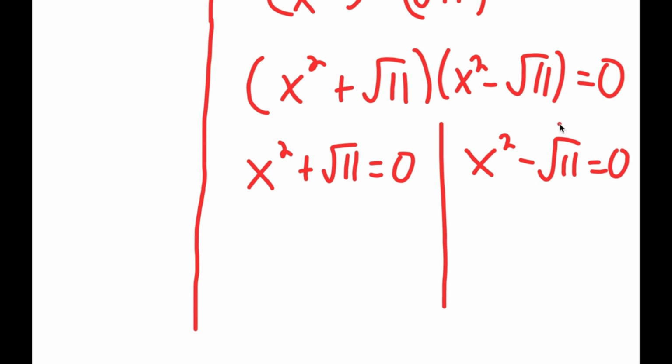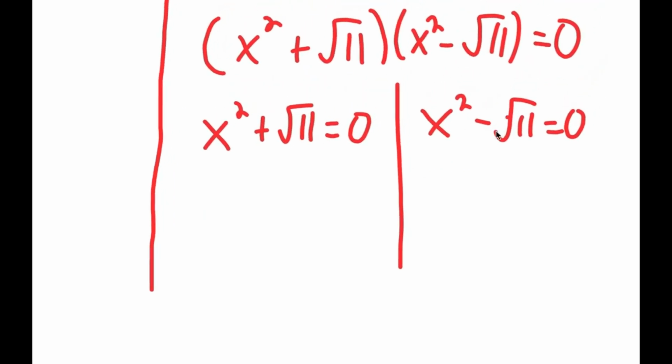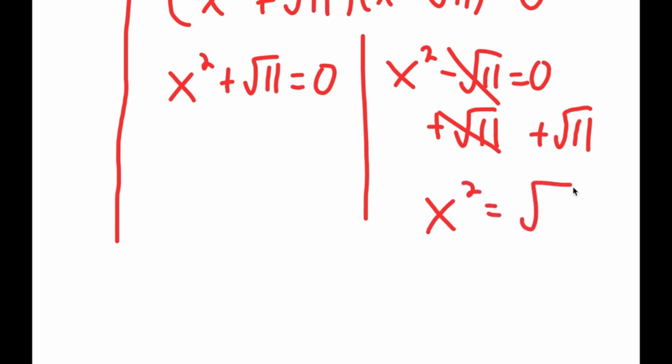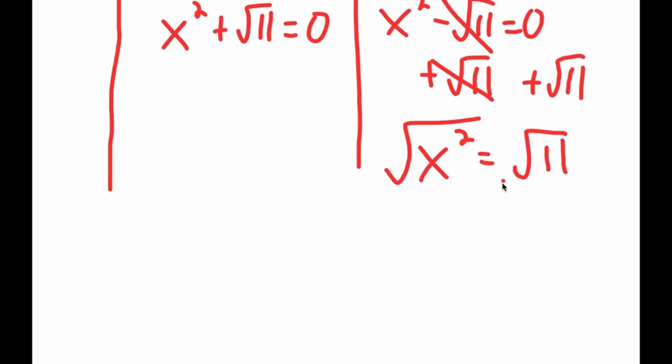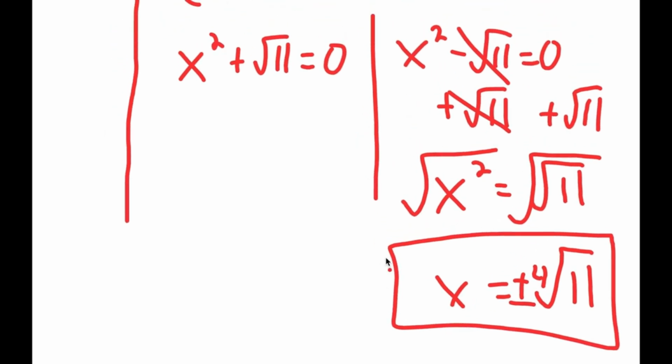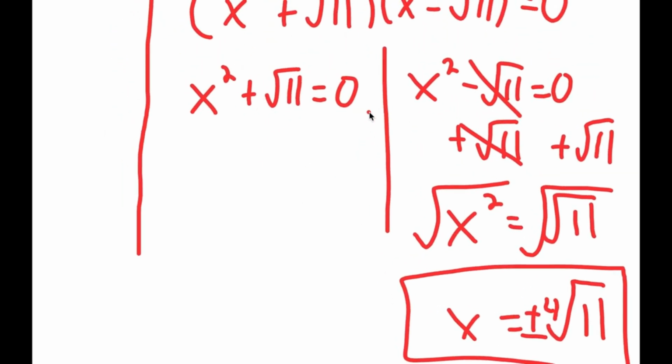Now, what I can do is, for x squared minus the square root of 11 equals 0, I'm going to add the square root of 11 on both sides. So then these two cancel out, and I get x squared is equal to the square root of 11. And now if I take the square root on both sides, the square root of x squared is x, and the square root of the square root of 11 is the fourth root of 11. This is positive or negative. Now for x squared plus the square root of 11 is equal to 0, I'm going to subtract the square root of 11 on both sides.